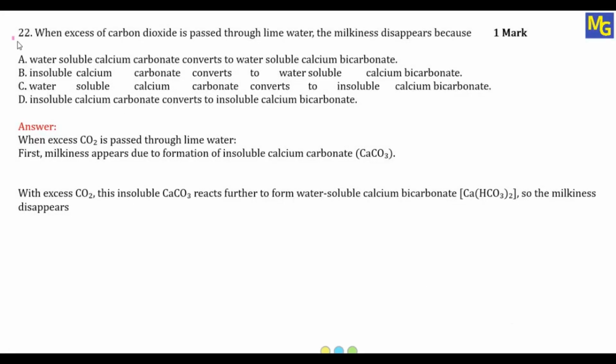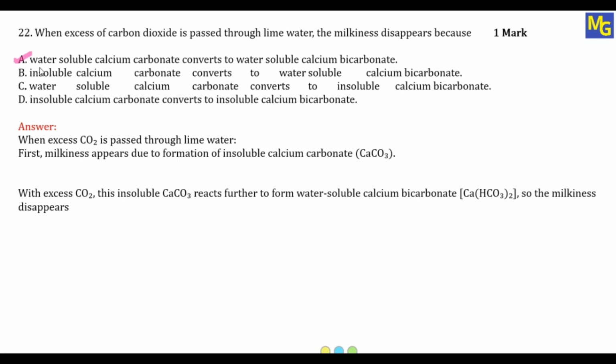Now the next, that is question number 22. When excess of carbon dioxide is passed through lime water, the milkiness disappears because... So this is again a 1 mark question. Here we have 4 options. When carbon dioxide, CO2, is passed through lime water, which is nothing but calcium hydroxide, Ca(OH)2, the milkiness will disappear, and that is due to what? What is the reason that we have to tell?